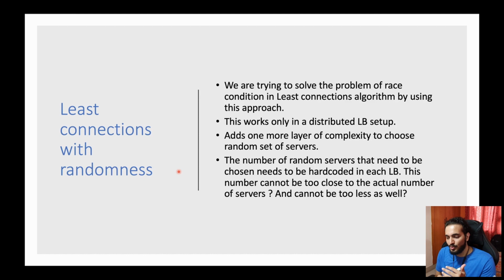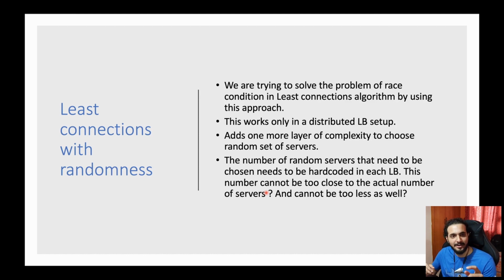Okay, if we choose a number which is close to the actual number of servers, what happens? Let's assume there are 100 servers again, and let's assume we have given the number of random servers it can choose as 95 or 99. In this case, it's going to be very similar to the previous algorithm, least connections, because you're moving more towards having the least number of request queues in your sample set, right? Since you are including more servers, it is highly probable that most of the load balancers are going to choose the same set of servers again and again.